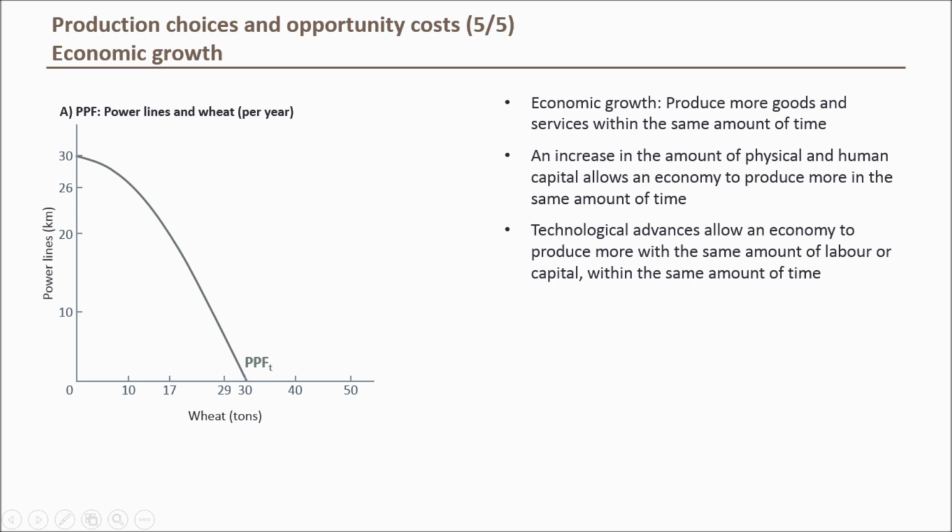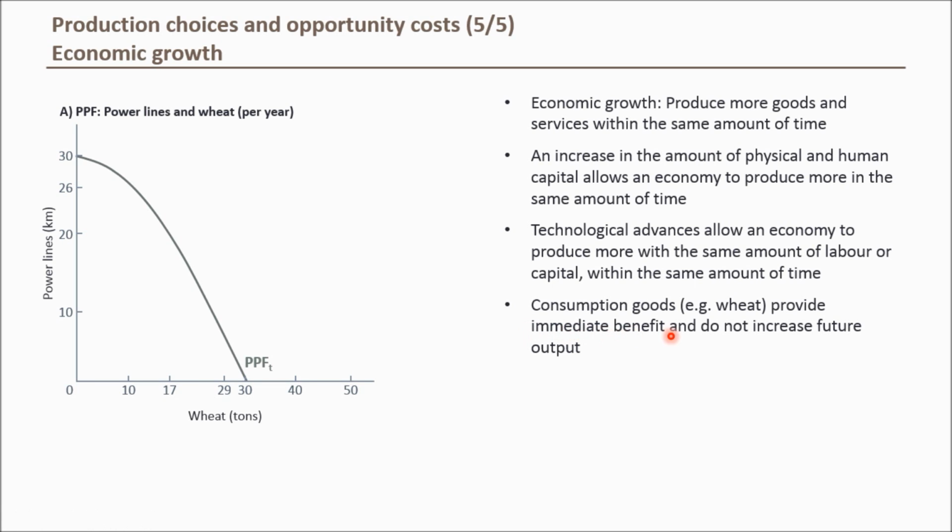The PPF model or graph allows us to investigate economic growth and some of its more interesting consequences. But before we do that, I want to highlight an important issue around production itself and economic growth. In our simple economy, we said that only two goods could be produced, tons of wheat or kilometers of power lines. But these two goods serve very different and important purposes. Wheat is a consumption or consumer good. Once eaten, it no longer has any benefit and is not part of any production process.